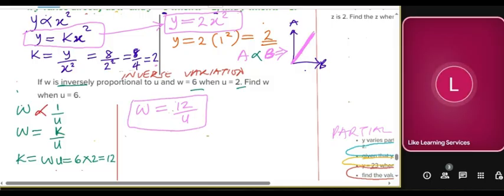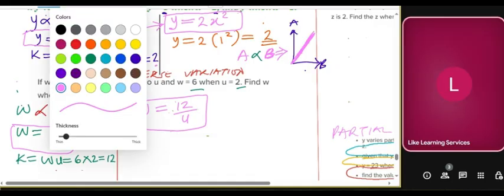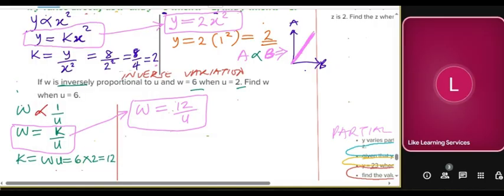You know what I mean? Because we found k, all of that is from here, giving rise to this. This is the equation concerning it. So find W when U is 6. That is easy enough. W when U is 6, so that's just W is equal to 12 over 6, because U is 6, which is 2.